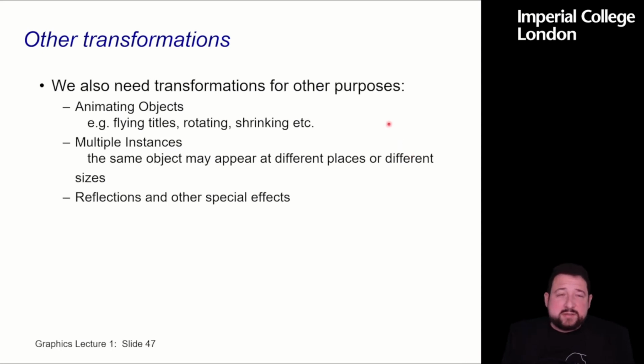So we also need transformations for other purposes. We want to animate objects. We want maybe multiple instances of that teapot, but at different locations. We need that for reflections, other special effects. Transformations are really the key concept in computer graphics. So we will need that a lot.